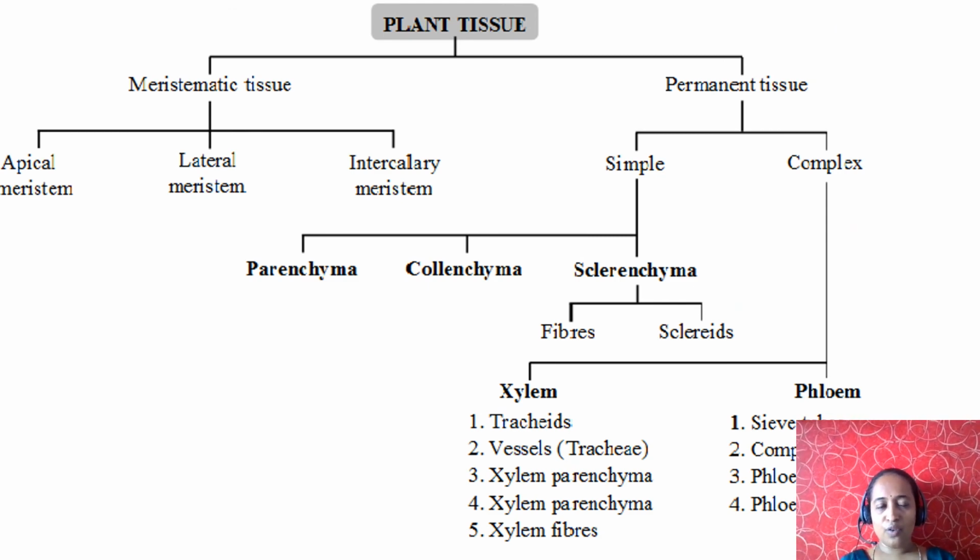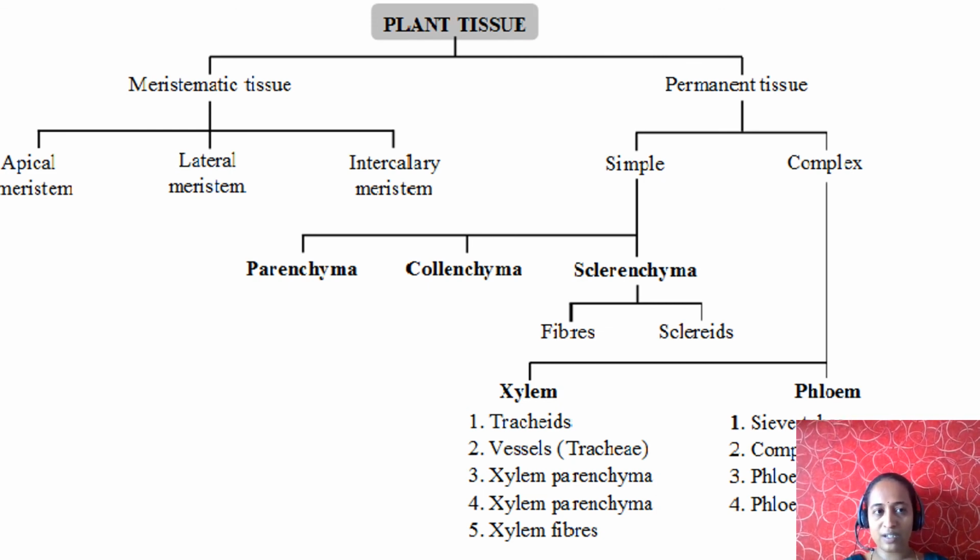This is a flowchart of plant tissue. Plant tissues are classified into two types. One is meristematic tissue, another one is permanent tissue. Meristematic tissue, based on location, is classified into apical, lateral, and intercalary meristem. Meristematic tissue has the capability of cell division. When they lose the capability of cell division, they become permanent tissue. Permanent tissue is again classified into two types, simple permanent tissue and complex permanent tissue. As the name indicates, simple permanent tissue is made up of only one type of cell. Again, it is classified into three types, parenchyma, collenchyma, sclerenchyma. Sclerenchyma has two types, fibers and sclereids, which is not in your syllabus.